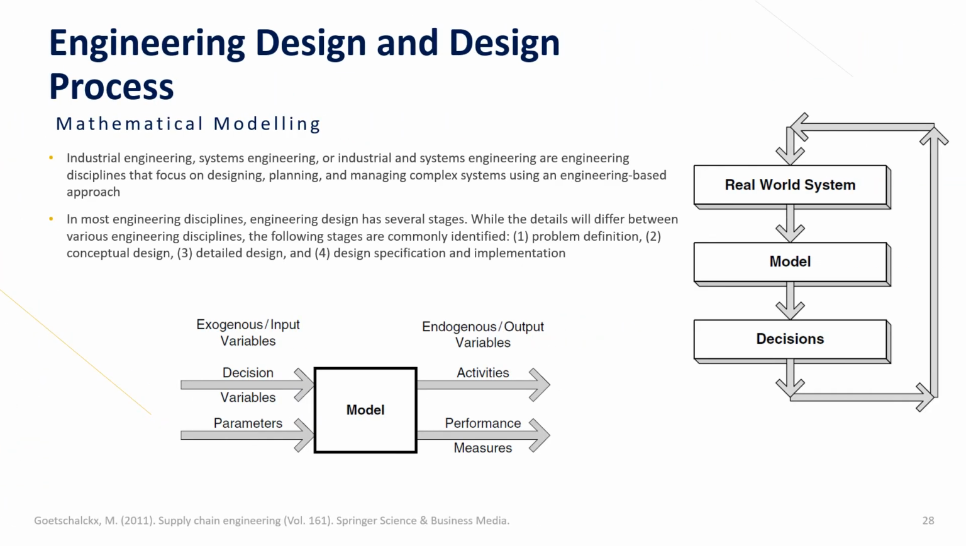In industrial engineering, systems engineering, or industrial system design, these disciplines normally focus on designing, planning, and managing complex systems using an engineering-based approach, in which one of the approaches is creating models. And in most engineering disciplines, there are several stages involved in determining our design process. First, we need to define the problem, then create the concept, then make it more detailed, and then create the design specification as the solution or as the model for the implementation.